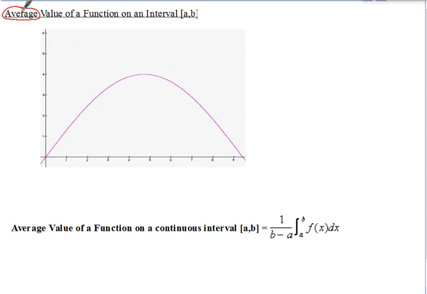However, if you want the average value of a function on some interval from a to b, in this case, to make this simpler, let's make a the x-intercept right there, and let's make b the x-intercept of this function right here. So here's our graph of f of x.